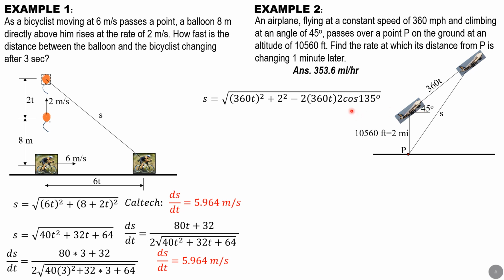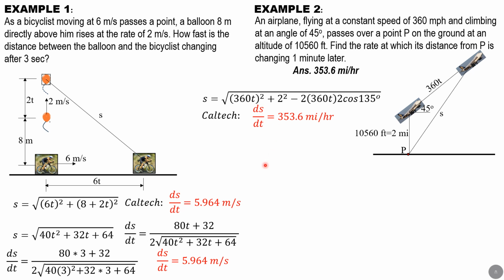So your calculator is now capable of evaluating this. There's only one variable on the right side. So using the calculator technique with t equal to 1 over 60, you'll get 353.6 miles per hour. So again, you type this in your calculator naturally, then evaluate the derivative with t equal to 1 over 60 hour, or 1 minute, that's 1 over 60 hour.